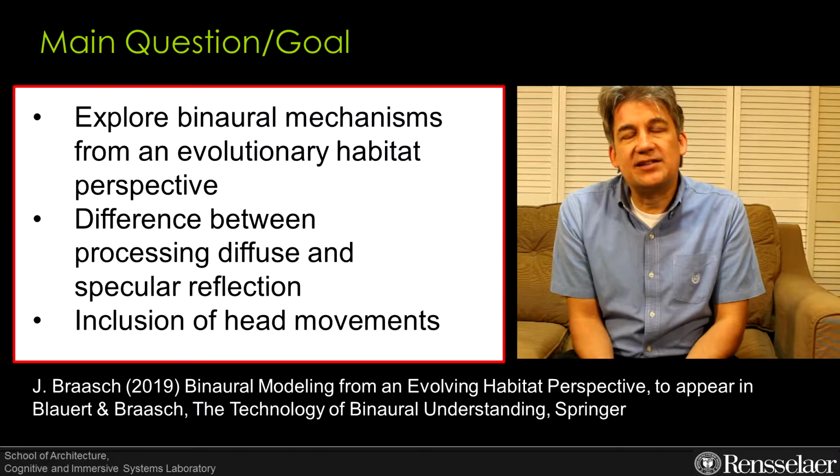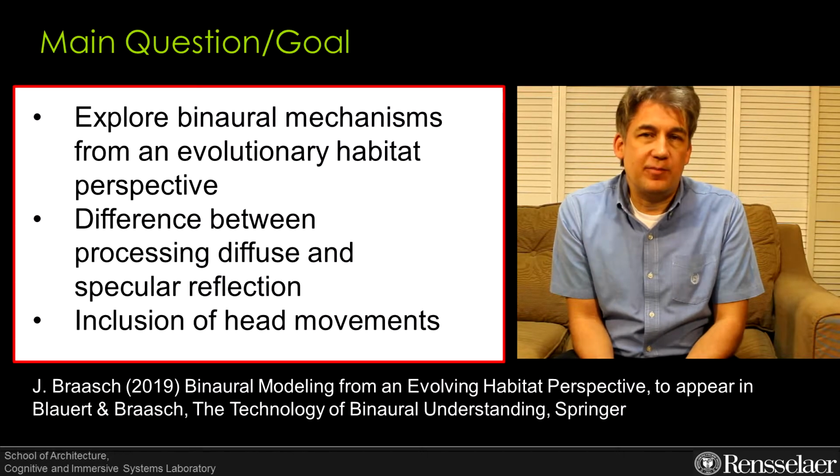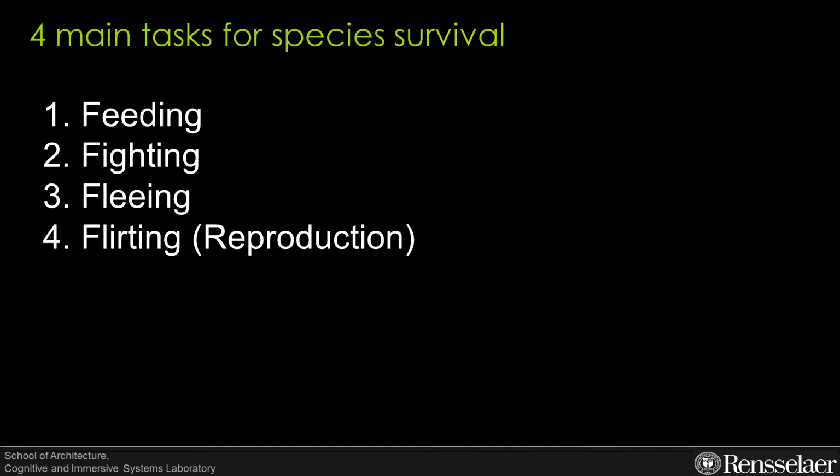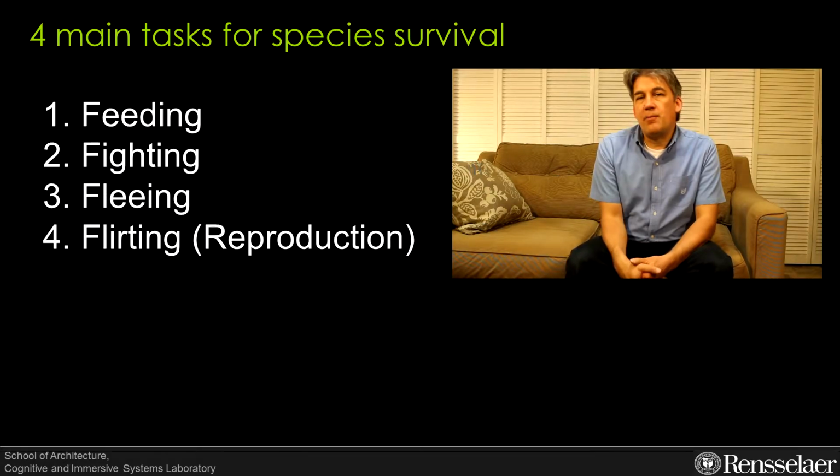The idea for this talk comes out of a book project that Jens and I are co-editing with the title Technology of Binaural Understanding. Some of you might have heard about this book or even contributed to it. So in this book, we're trying to go from binaural hearing, where the goal is to understand, for example, how the auditory system can lateralize the sound, to a system where it can extract information that is important for pursuing tasks. For every biological system, the four main objectives are really the four F's: feeding, fighting, fleeing, and flirting or reproduction.